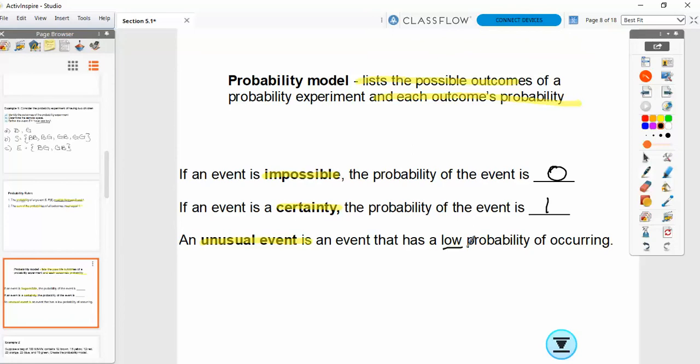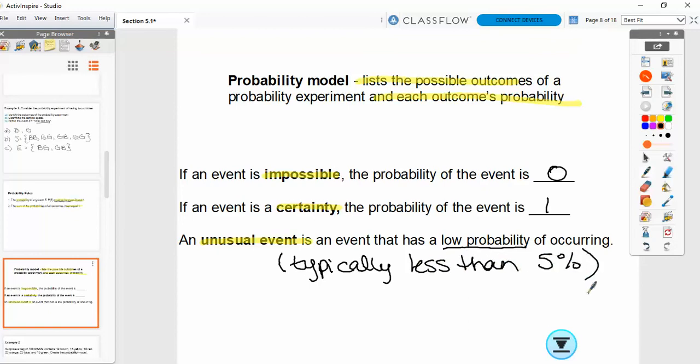Unusual is just a low probability. It kind of varies depending on our situation, but for us, anything with a probability of less than 5% we'll call unusual. That means it can happen, but it probably doesn't. So less than 5% is unusual.